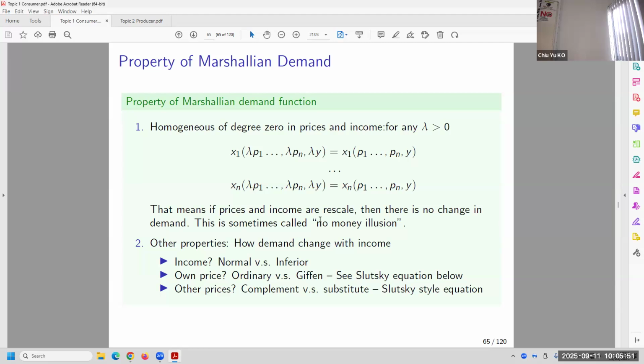Look at the designer handbag there. If LV is selling it at $1,000, then it's a fake. No one would buy it, right? If it's 10,000, it's still fake, right? It has to be 100,000 for people to buy it. It has to be in this way. So is it a Giffen good? The price goes up, you would want to buy more, right? But in general, it's an ordinary good.